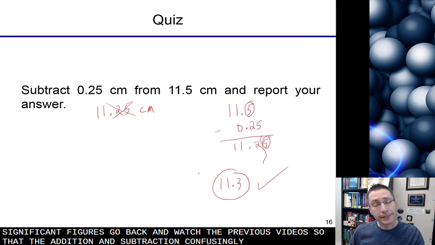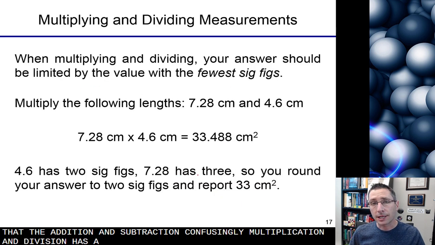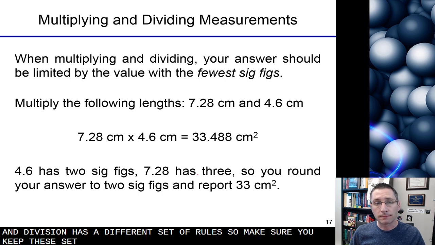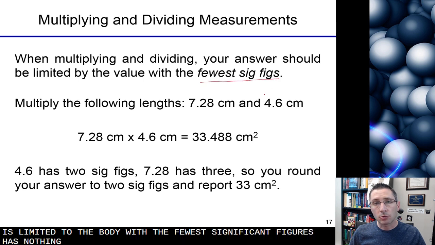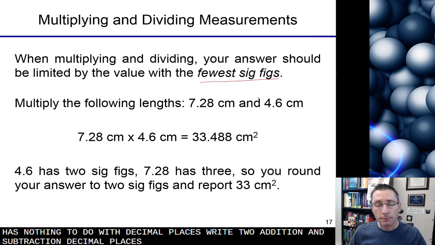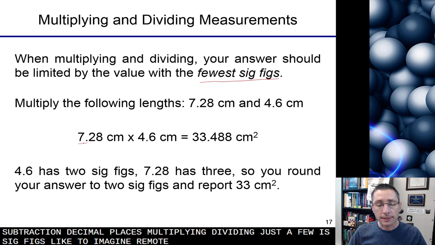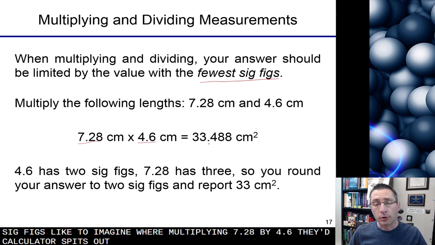Confusingly, multiplication and division has a different set of rules, so make sure you keep these separate. When multiplying and dividing, your answer is limited to the value with the fewest significant figures. It has nothing to do with decimal places. So addition and subtraction, decimal places; multiplying, dividing, just fewest sig figs. Imagine we're multiplying 7.28 by 4.6. The calculator spits out 33.488 centimeters squared.